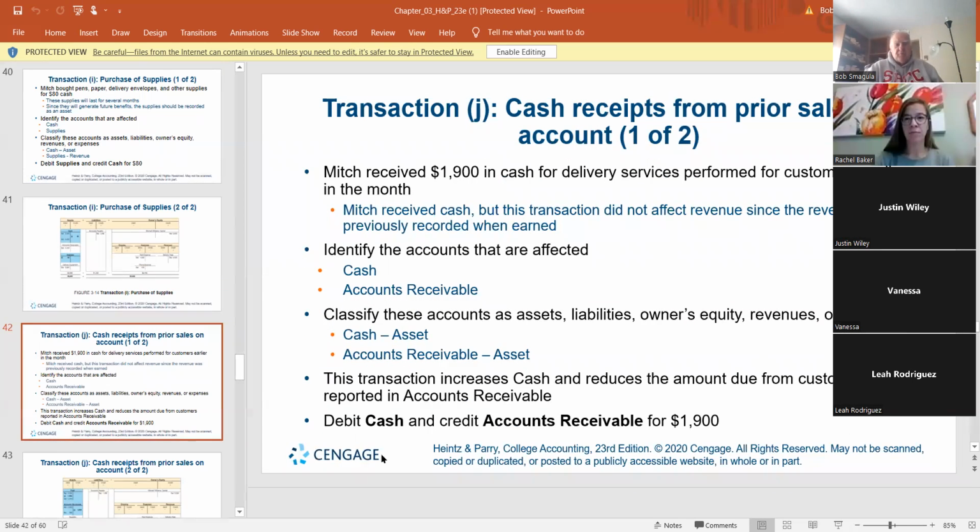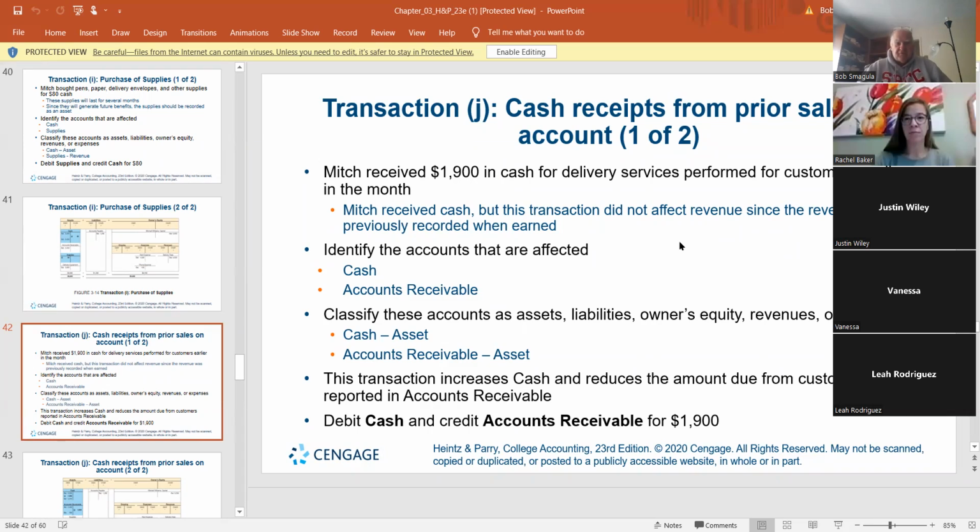Okay, remember that money, we earned $2,400 on account, and we debited accounts receivable, and we credited revenues. Now the customer is going to pay part of the bill. So Mitch received cash, but this transaction has no impact on revenue since revenue was already recorded. You record the revenue when the sale takes place. Now we're just getting the reward for it.